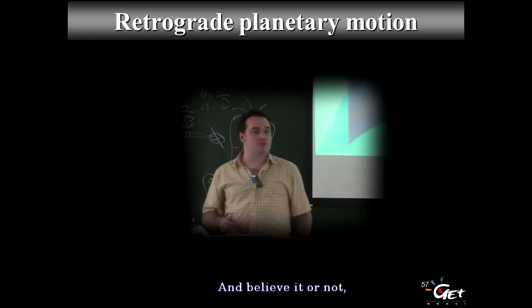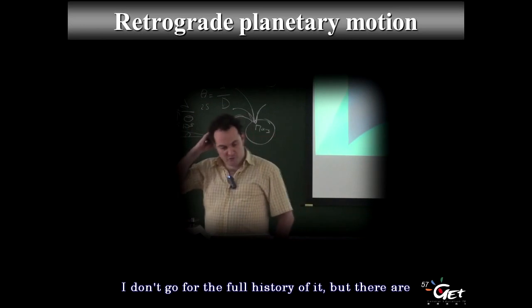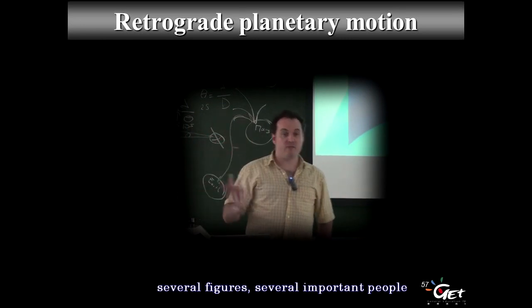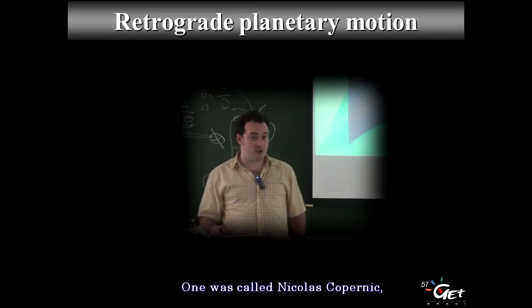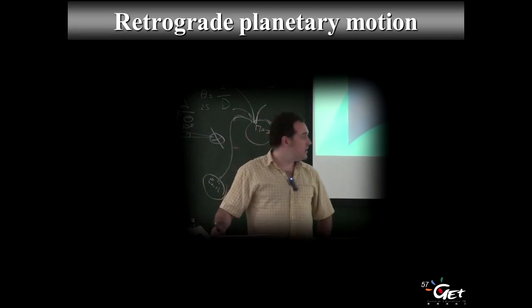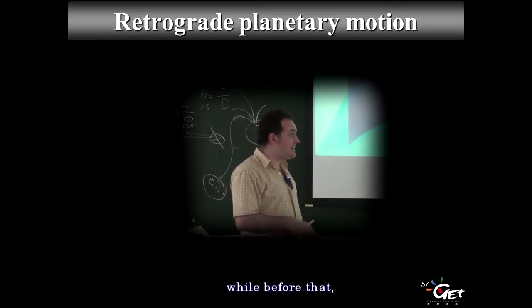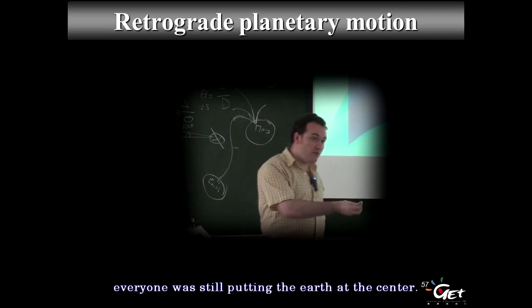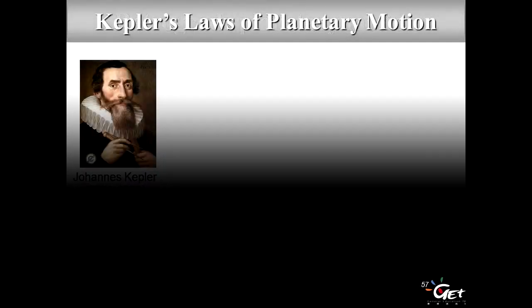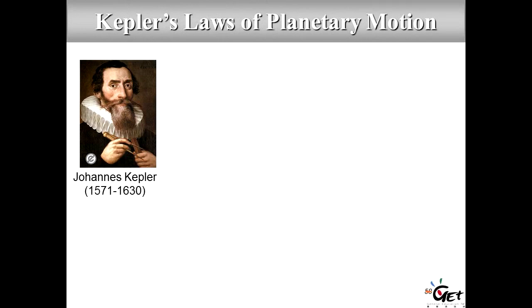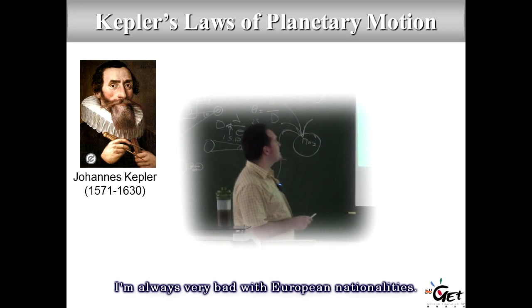And believe it or not, it took us almost 1,000 years to understand that. I won't go through the full history of it, but there are several important people that helped us understand these things. One was called Nicolaus Copernicus, who is Polish, and who really came up with the idea of a heliocentric model, while before that, everyone was still putting the Earth at the center. Another one is Johannes Kepler. He was German. I'm always very bad with European nationalities.